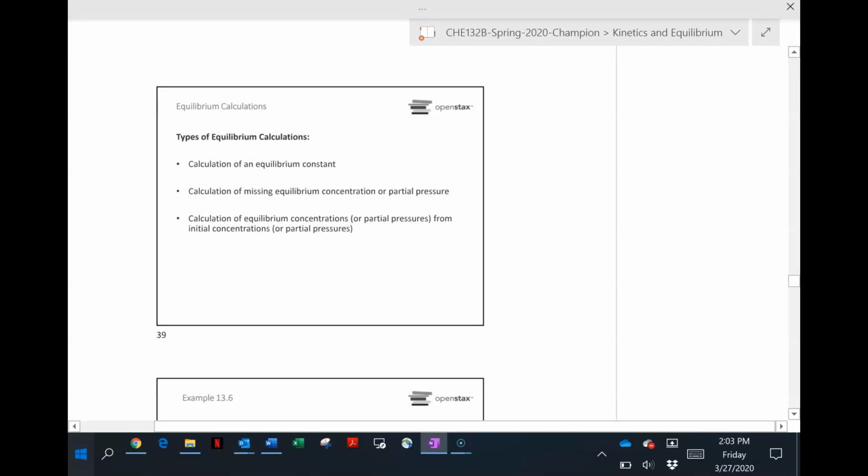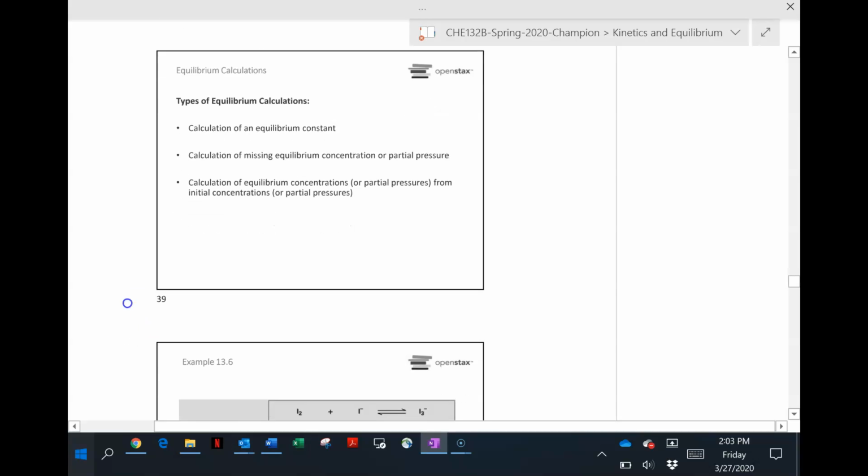All right, so the kind of equilibrium calculations you might do, and again, it's always a good idea to think about what are the types of problems I might get thrown at. You might calculate an equilibrium constant given some data. You might have a situation where you have one of the equilibrium concentrations or partial pressures missing, but you have the rest of them and you have the equilibrium constant, and you have to figure out the missing one. And then the most common and hardest kind of problem is where, given some initial concentrations or partial pressures, you have to get the equilibrium concentrations. Principles are all similar, okay?